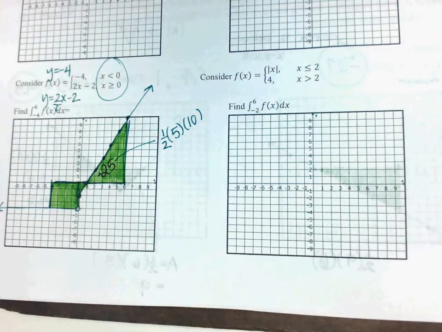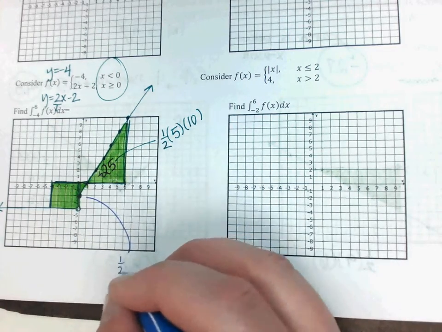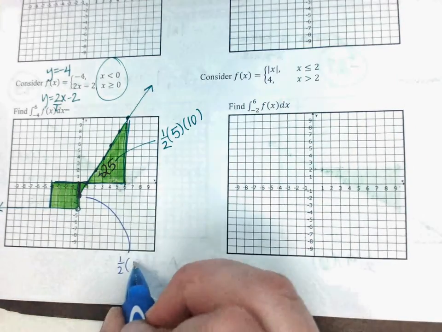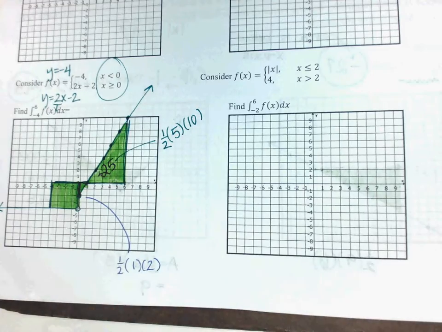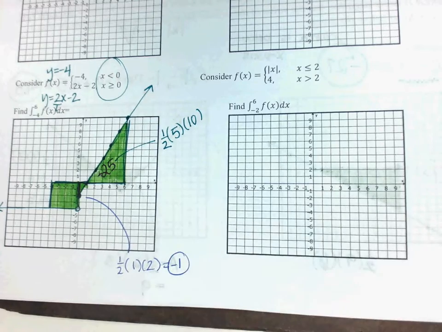Okay, next, little baby triangle right here. I'm going to do 1/2. My base is a 1. My height is a 2. Half of 1 times 2 is? Half of 2, which is 1. And even though the area is 1, I'm going to count that chunk as a -1 because it's where? The bottom. It's below the x-axis.